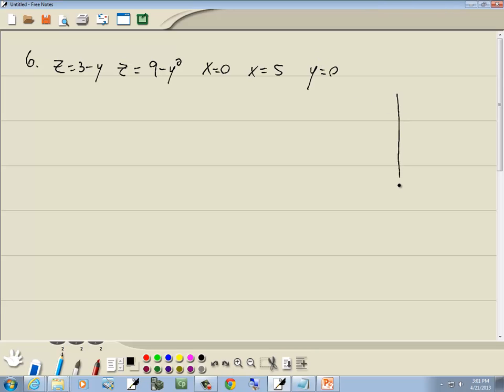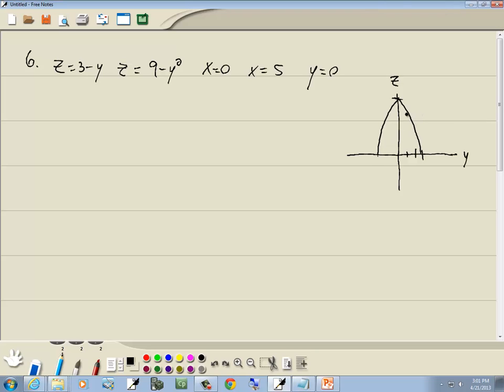Well, if I were to just look at the z and y, like this, z is equal to 9 minus y squared would look something like this. You put 0 in for y, we get 9, so it's up here. And then if I were to put 3 in for that, then it would go like this. It would actually go like that also.